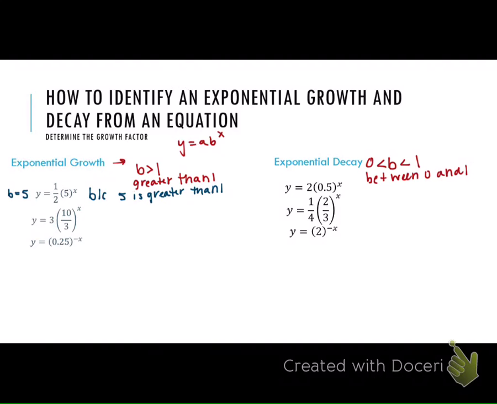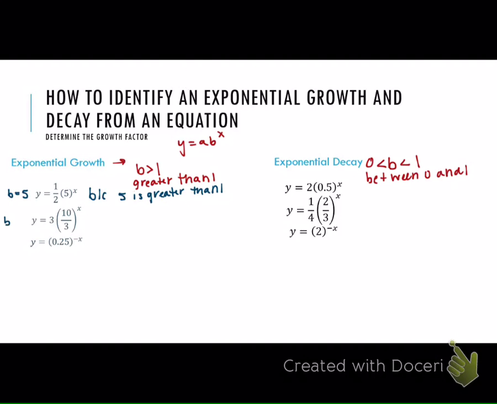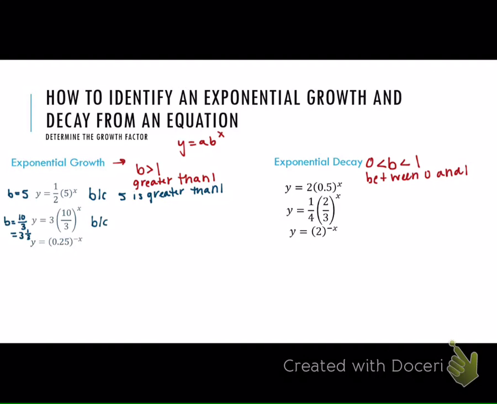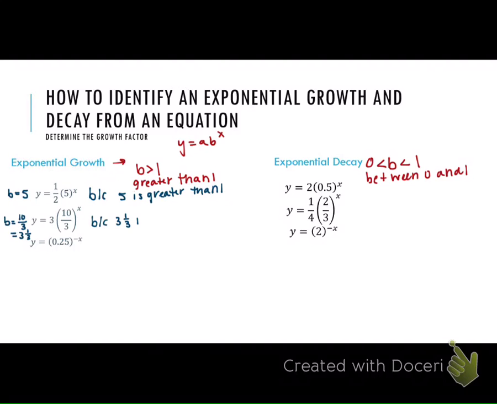Alexis, identify my b value in that second one there. 4/5 over a half. Where are you at? I'm still in the exponential growth column, sorry. The one below that. 2/3. Is that bigger than 1? Yeah. Yeah, that's 3 and 1/3, right? So is that bigger than 1, guys? So, yeah, because 3 and 1/3 is greater than 1.